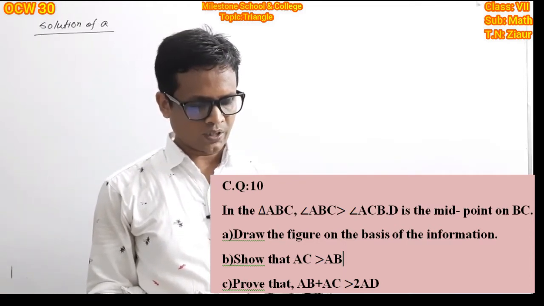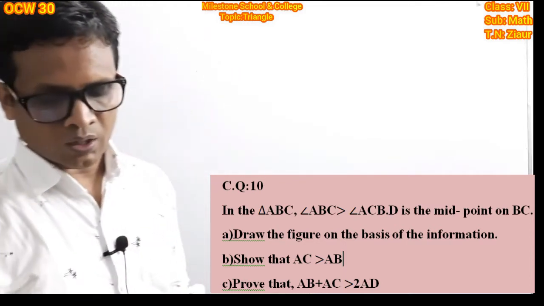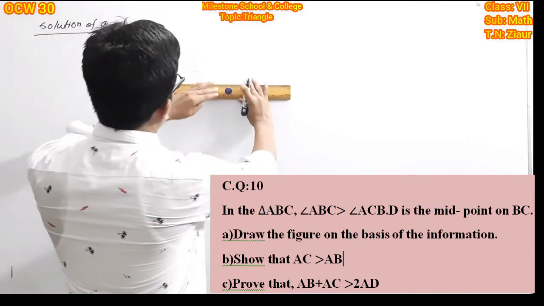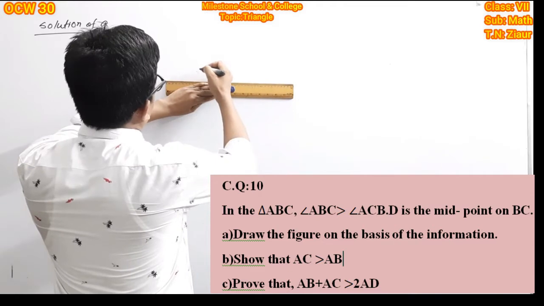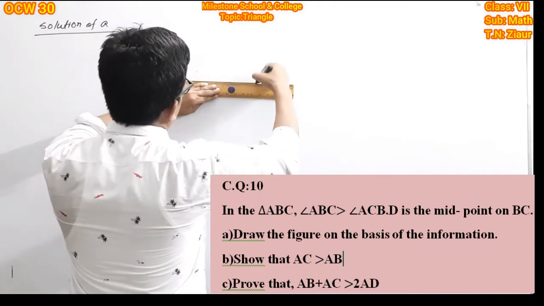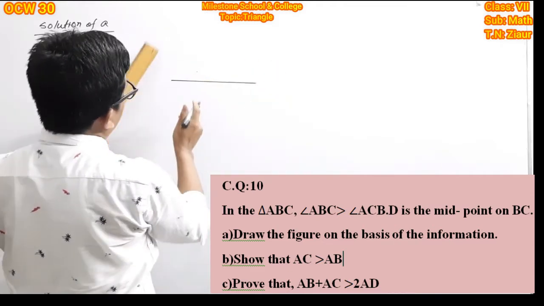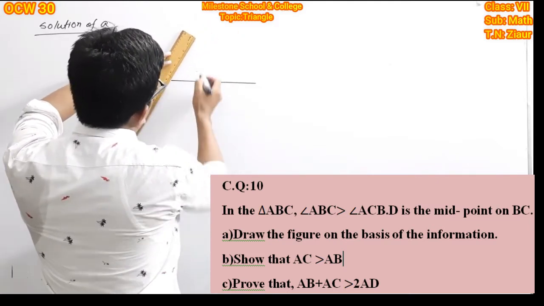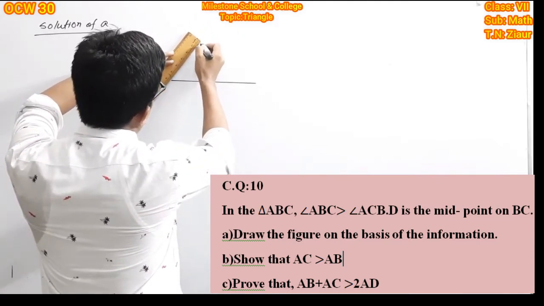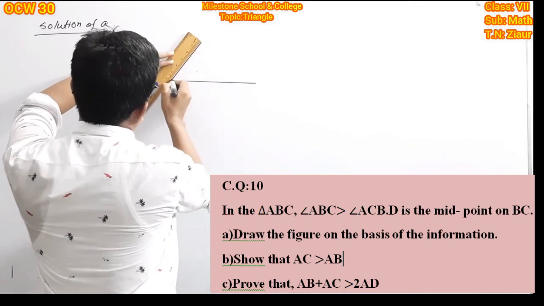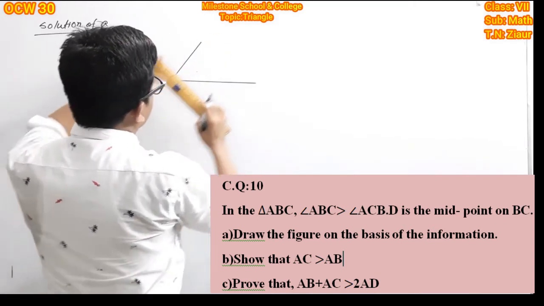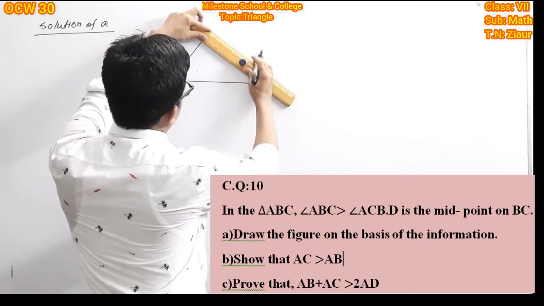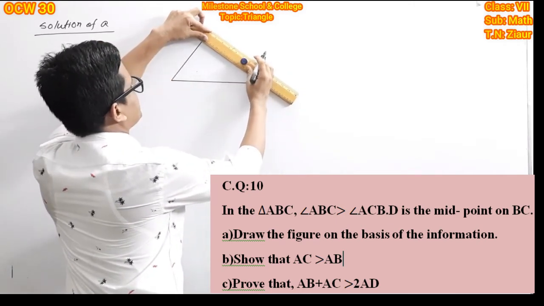Okay, students, now we have to solve part A. So first we have to draw this one, suppose AB. Here it is given that angle ABC is greater than angle ACB. Suppose I take it like this, I have taken this angle as greater than this angle, and suppose this angle is AC here.